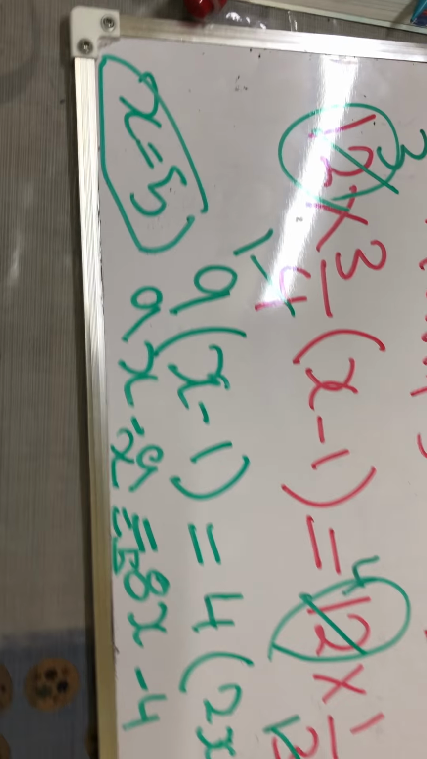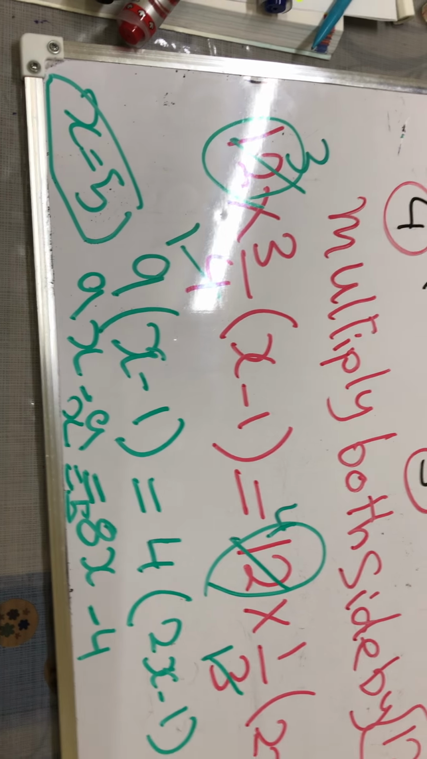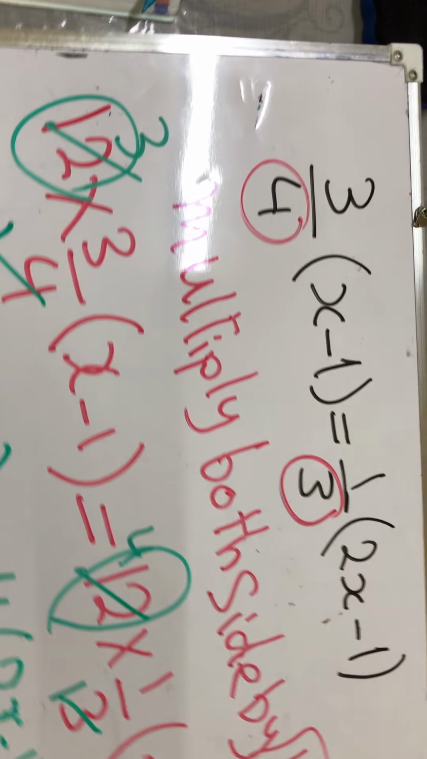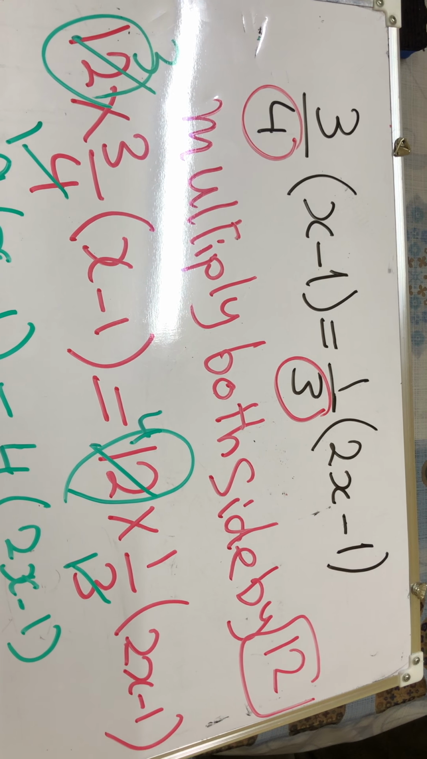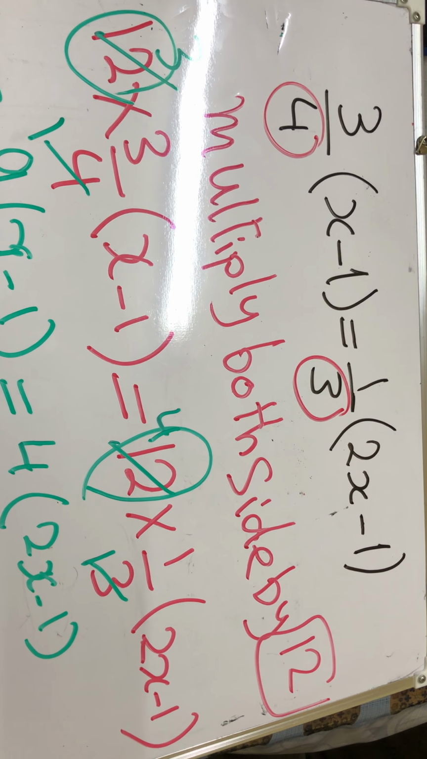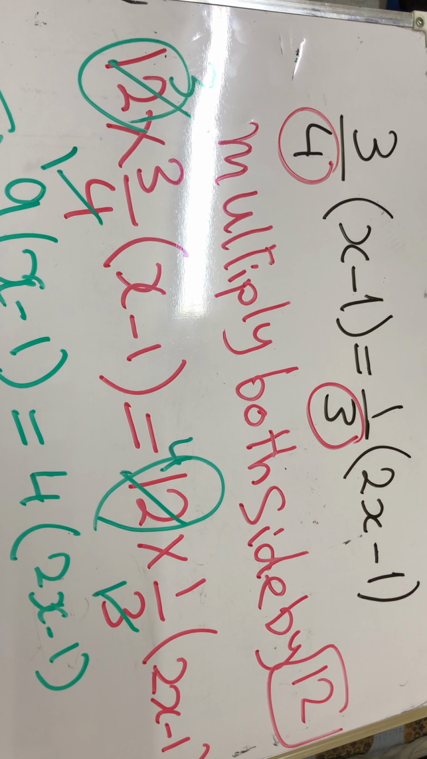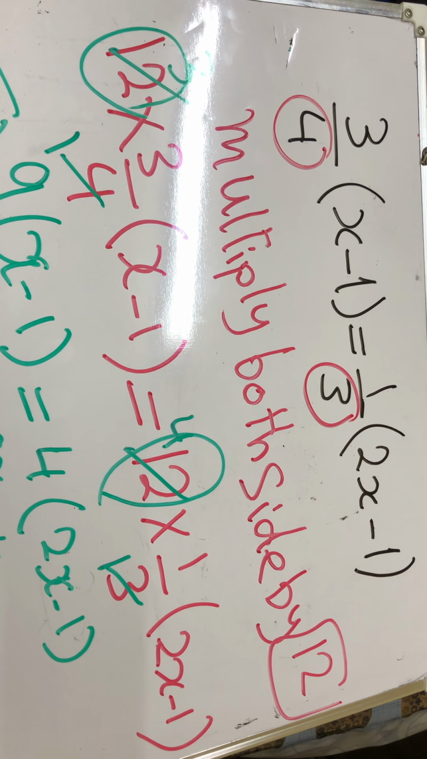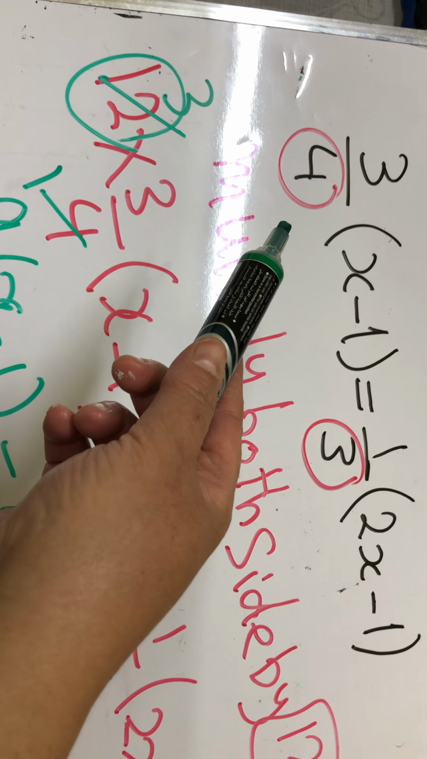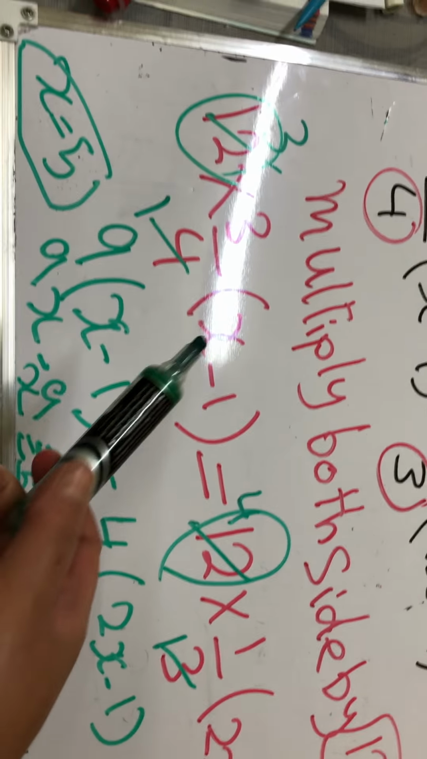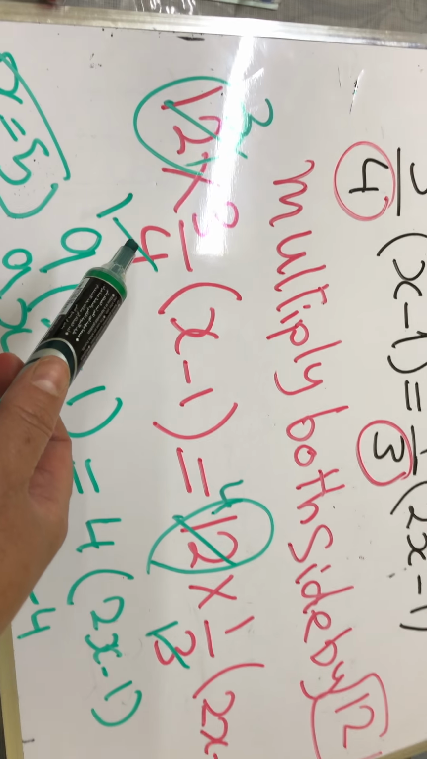Again, I'm sorry, my board is small. So I have 3 over 4 multiply brackets x minus 1 equal third multiply brackets 2x minus 1. Now multiply both sides by 12. Why? Because I have the denominator 3 and the denominator 4. I want to clear them. Multiply by 12 here and start to simplify.